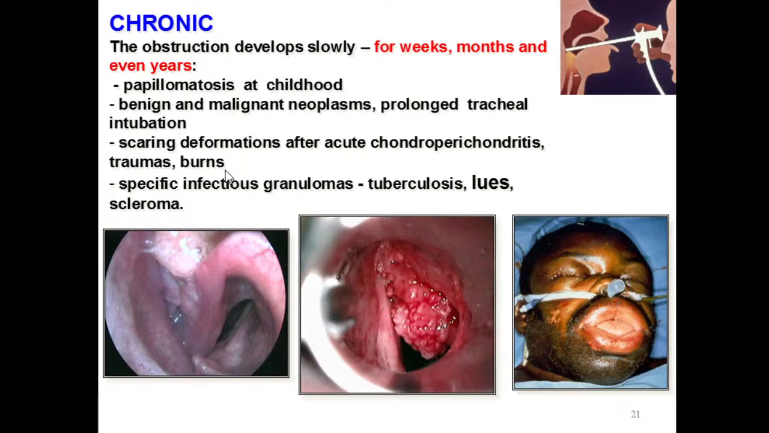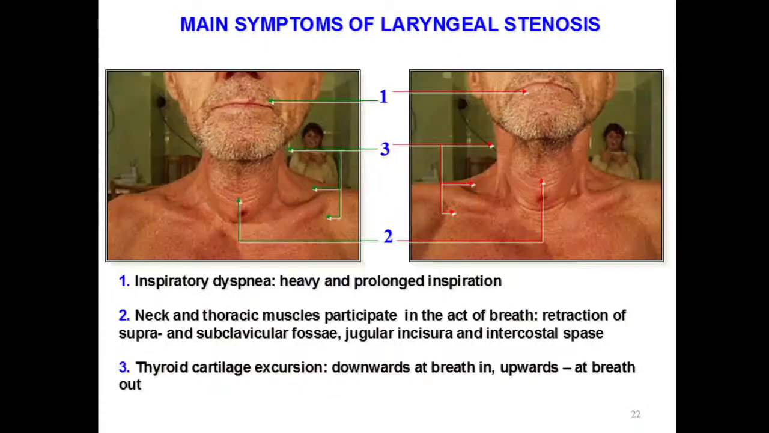And here you can also see when scar deformation may develop. It is after acute perichondritis, traumas, and growth. And a quite rare reason, but you must remember it, is specific infectious granulomas: tuberculosis, lupus, and scleroma. So, what are the main symptoms of laryngeal stenosis?